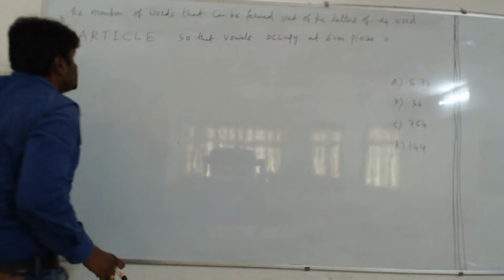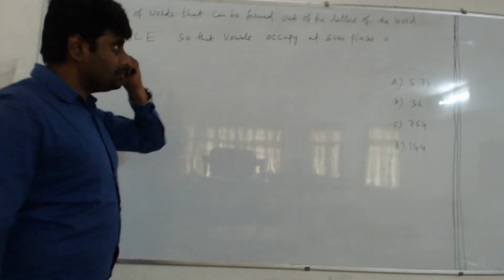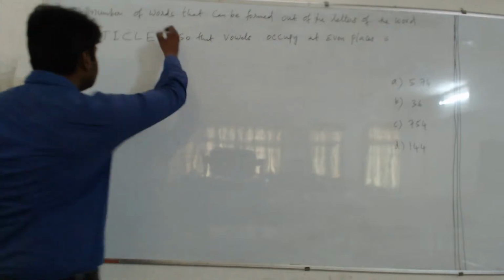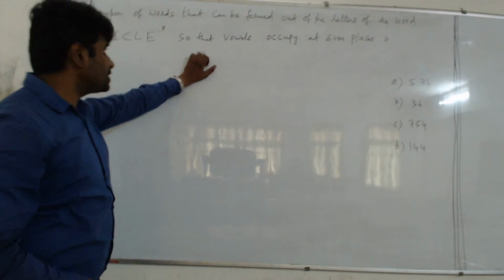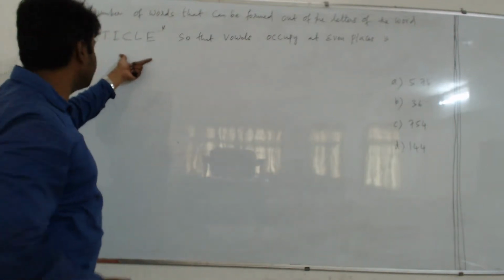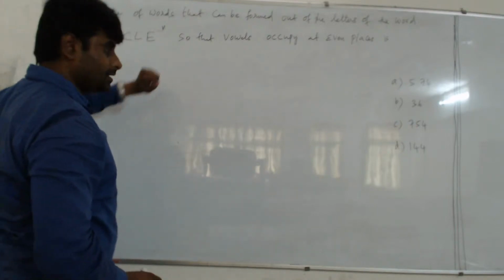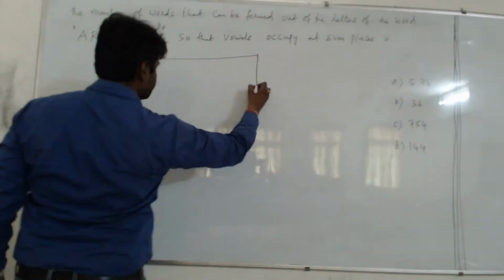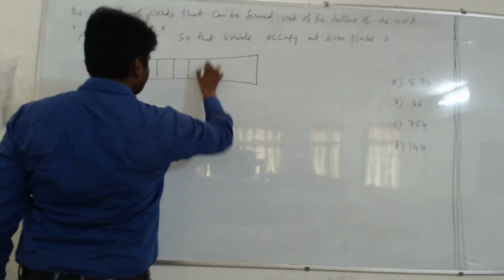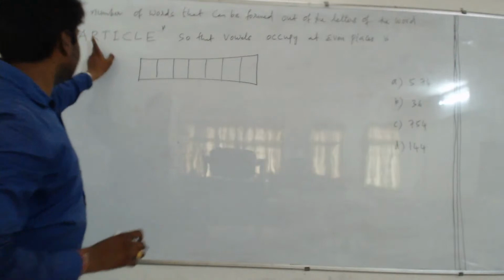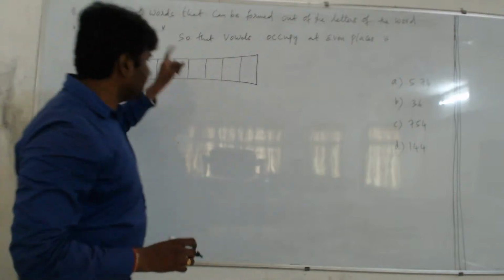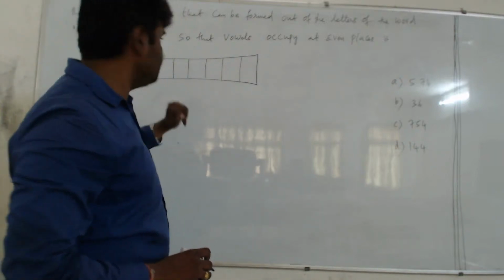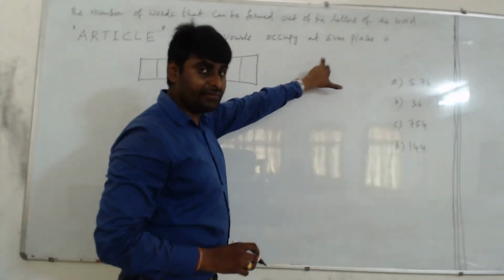Just try to understand the question here. The number of words that can be formed out of the letters of the word ARTICLE, so that vowels occupy even places. First of all, how many letters are in the word? 1, 2, 3, 4, 5, 6, 7. Let us take 7 gaps. All are different letters, so there is no repetition in the word ARTICLE. No letter is repeated.